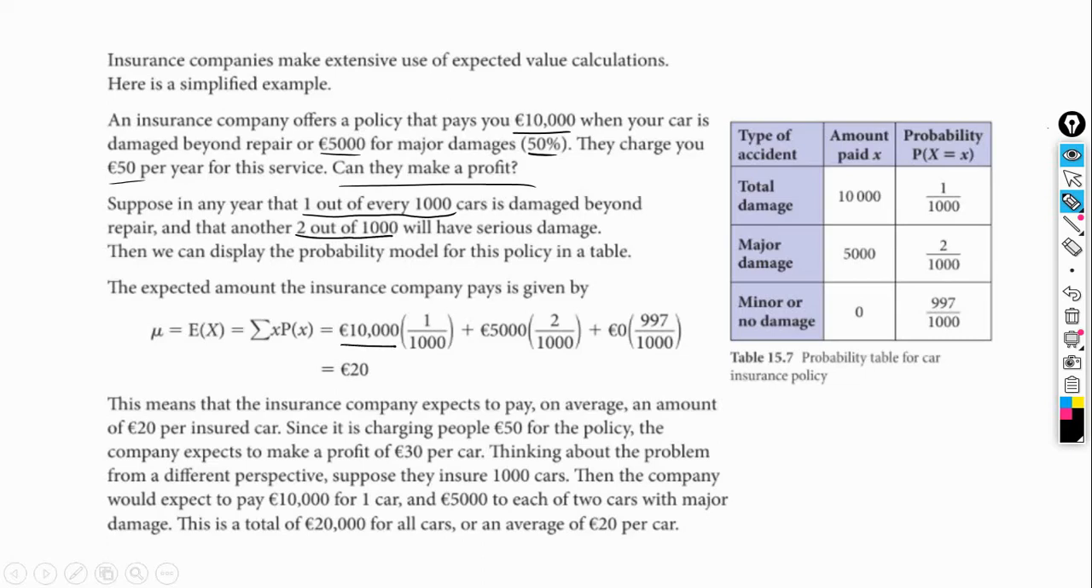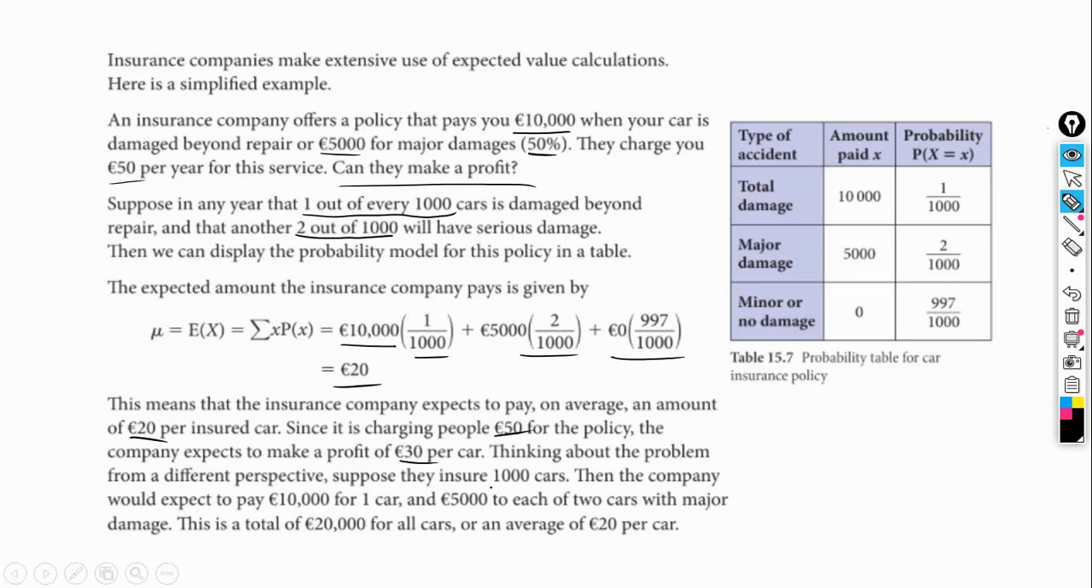So that means that the expected amount the insurance company pays is this average, right? Notice that it's 10,000 times 1 over 1,000 plus 5,000 times 2 over 1,000, and then this would be 0. And this gives us an average of 20 euros per car. So that means that the company is expecting to pay about 20 euros per insured car, but since it's charging 50 euros, it expects to make a profit of 30 euros per car.